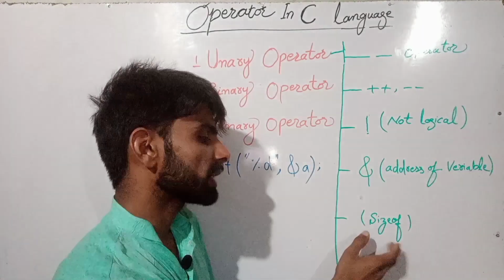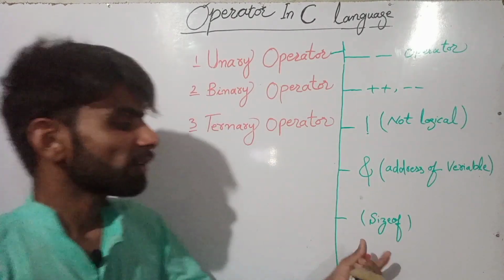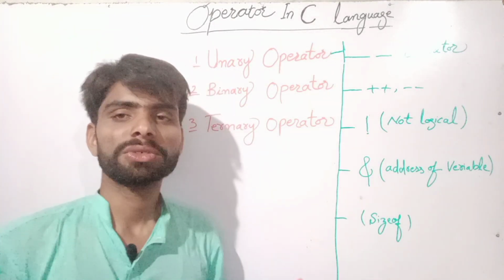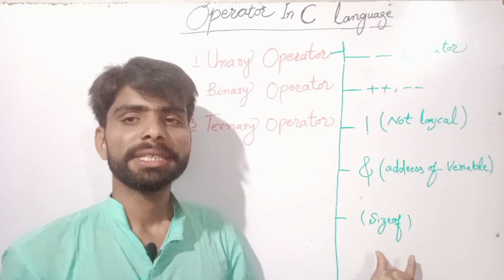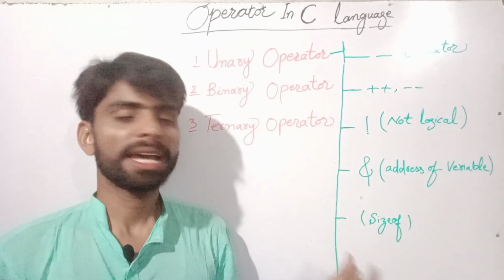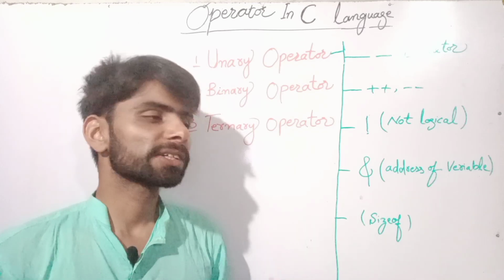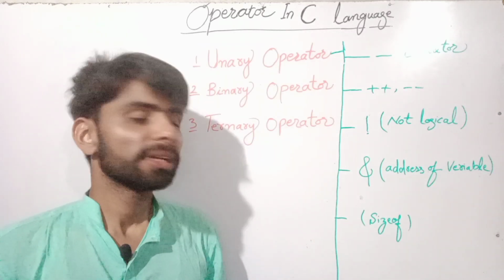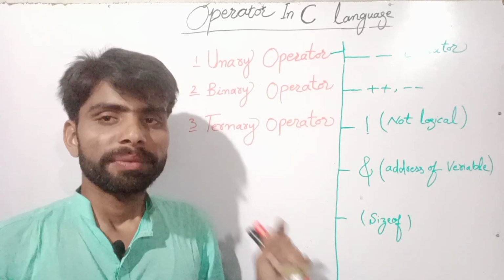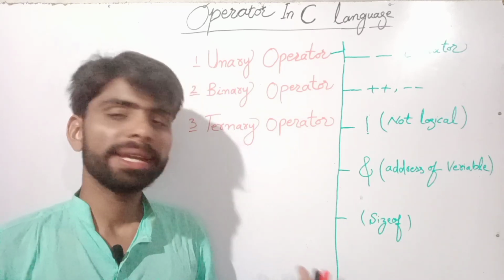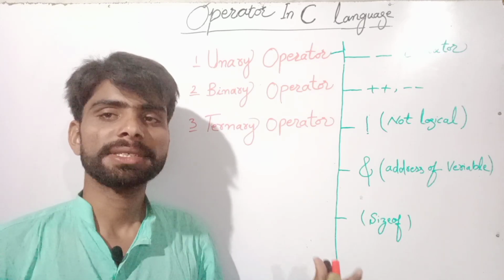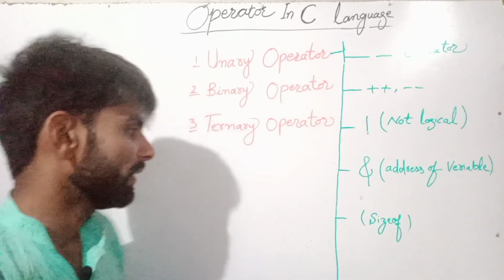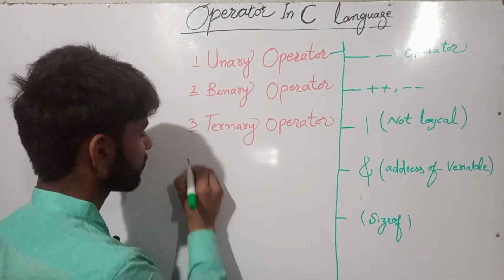Next we will talk about the sizeof operator. As the name suggests, sizeof is a keyword, right? It tells the size of variables and data types. It tells how much size a data type has and the variables have, right? So let's understand with an example.